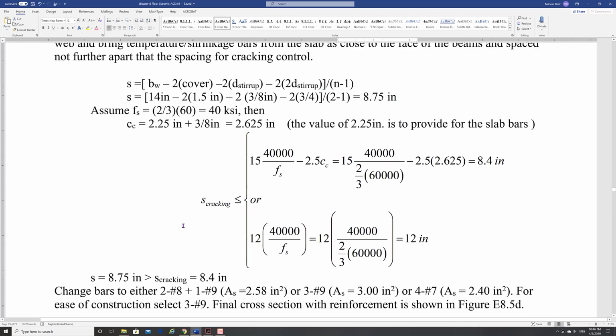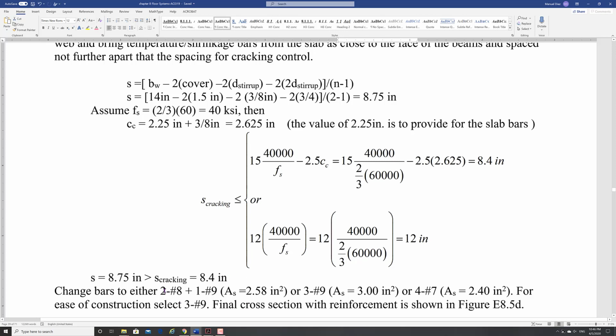Oh, we didn't match? Oh, because we got A75, right? Yeah, we only got 2 bars, right? We only got 2 bars within the 14 inches. And so that would have been 14 minus 5, 9. 9 divided by 1 is 9, and you're getting 8.4. So it doesn't satisfy. So you need 1 more bar to put in there.